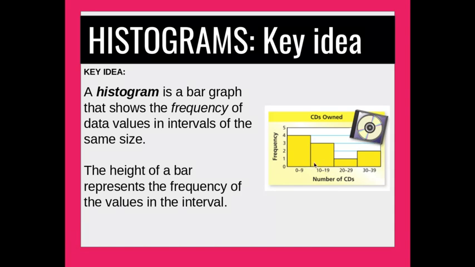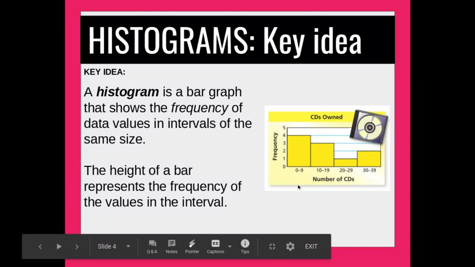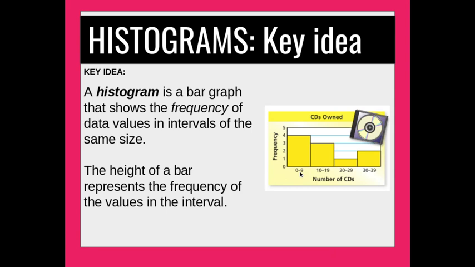Also, there are no spaces in between the bars on a histogram. So keep those two important facts in mind. The height of a bar represents the frequency of the value in the interval. For example, 0 through 9 CDs, the frequency is 4. For 20 through 29, the frequency is 1.